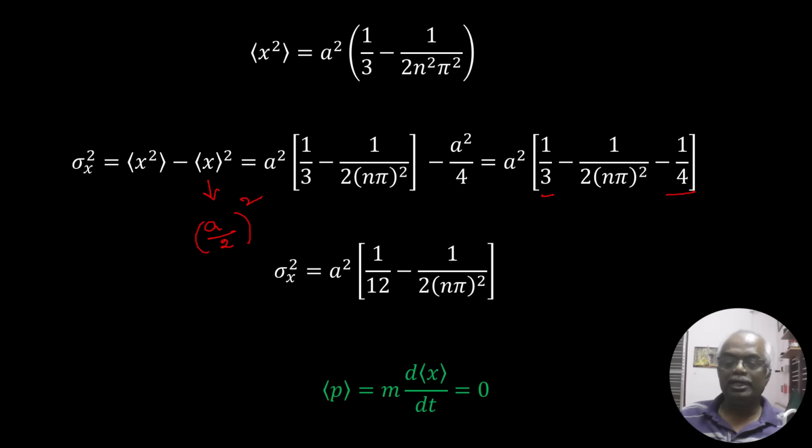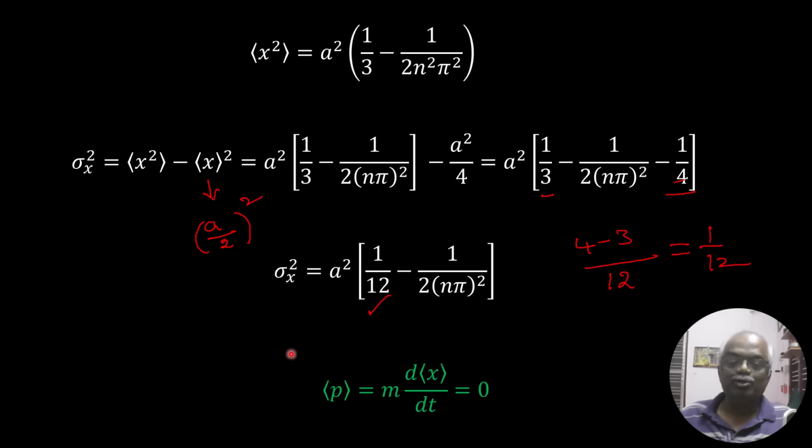The common LCM is 12. So you have 4 minus 3, which is equal to 1 over 12. So I have combined these two and brought them as a single term, 1 over 12, minus this term, 1 over (2nπ) whole squared. Then we got the sigma x squared.